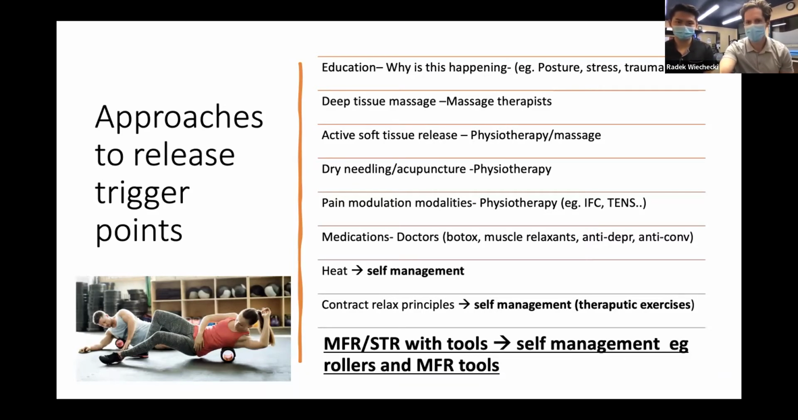Self-management strategies that anyone can really implement are things like heat, ice. Those types of things help reduce myofascial trigger points, or at least the severity of the somatic nature of the symptoms. And then using things like therapeutic exercise via contract relax principles, which really help to essentially break up those trigger points and help reset your muscles to avoid having them. And then what we're going to be talking about today is using some of those myofascial release tools, like a roller or a Theracane or a shepherd's hook type of devices, which can be done at home.